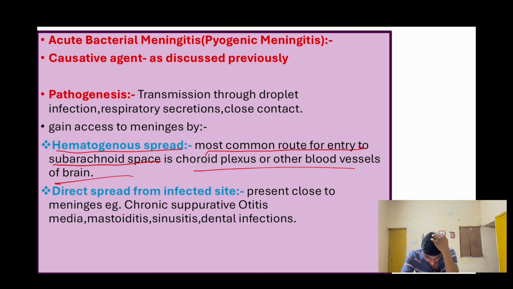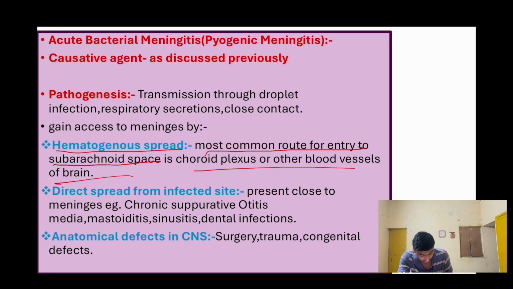Now the second route, we have the direct spread from infected site. The infected site which can be present close to the meninges, for example in case of chronic suppurative otitis media or mastoiditis, sinusitis or dental infections. There can be direct spread from the infected site to the meninges, which can cause meningitis. And now the third cause is the anatomical defects in CNS. Now there can be anatomical defects in CNS due to surgery, trauma, or congenital defects which are present since birth.